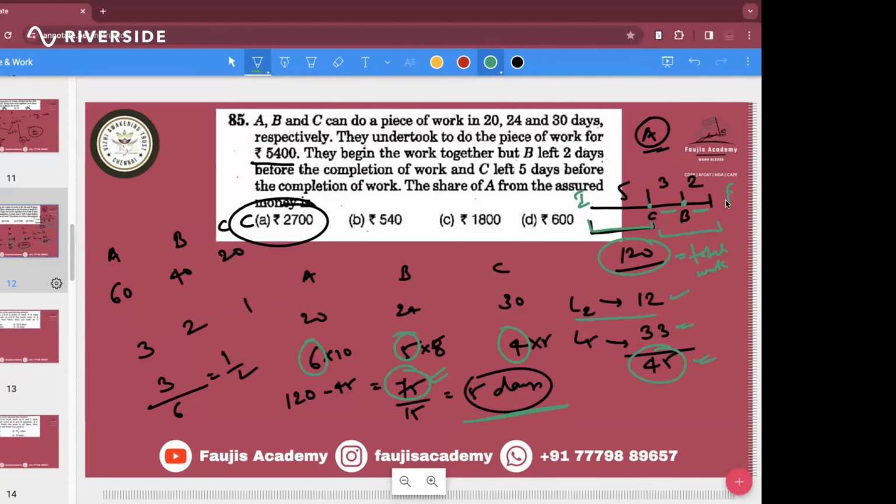A worked from the starting to the end. Okay. So A worked for 5, 3, 2, 10. 10 days he worked. In one day he's doing 6 units of work. So he did 60 units of work. Right.